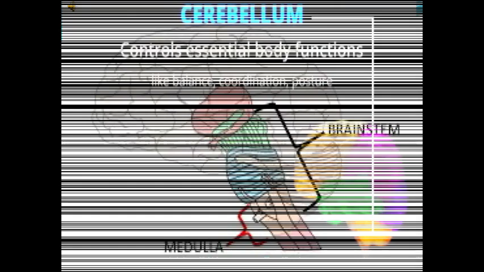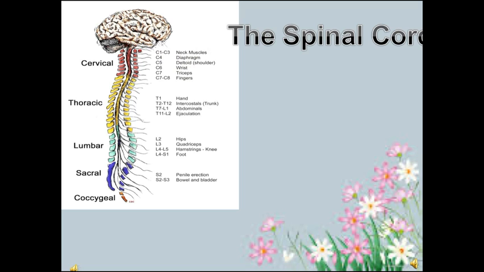Functions of spinal cord: first, to control reflexes below the neck. Second, to conduct messages from the skin and muscles to the brain. Third, to conduct commands from the brain to muscles of the trunk or torso and limbs.